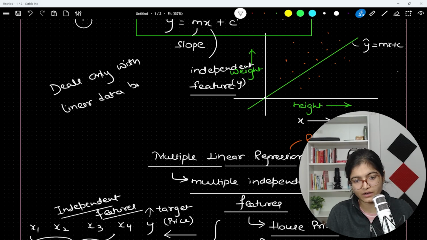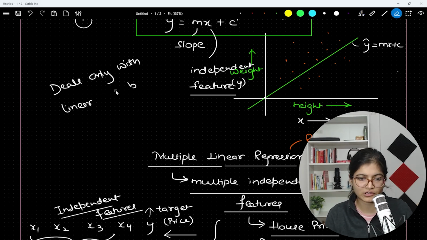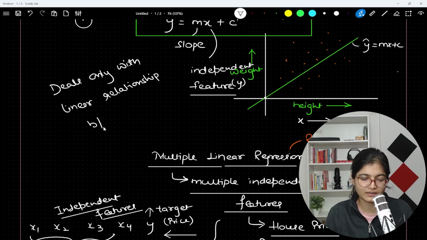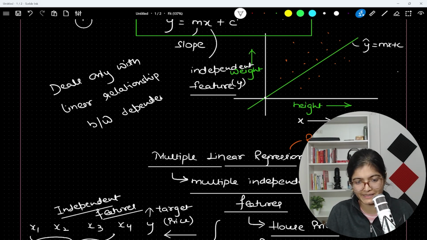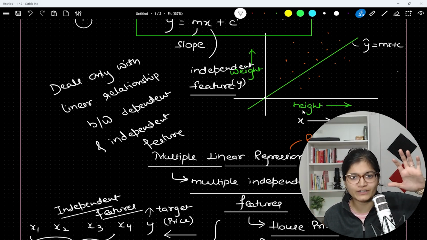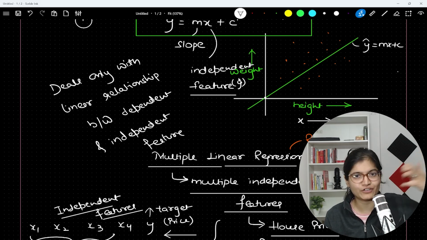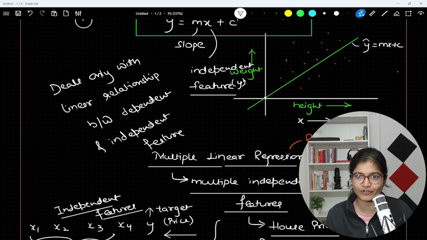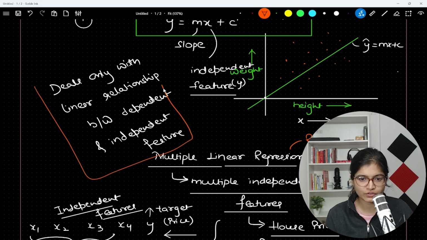Linear data, or you can say a linear relationship between the dependent and independent feature, right? If I ask you the meaning of independent and dependent feature, I hope everyone knows. For example, in this case, x, which is the height, is the independent feature, and the weight is the dependent feature, which depends on what value of height we have, right? So this is the important property you can note.